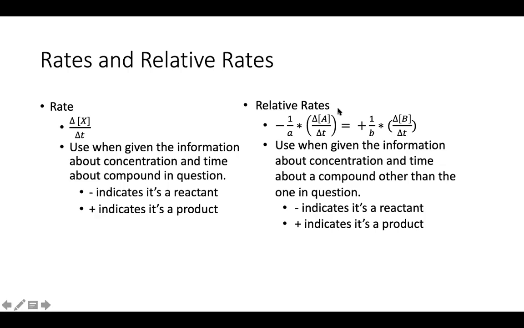Okay, we also have relative rates. Now you're going to use relative rates anytime they give you information about one compound, but ask about the rate of a second compound, right? And really, you're just factoring in your coefficients here. I'm not going to dwell too much on this. I would definitely be familiar with this and know this. However, these topics do tend to appear a little bit more frequently on the multiple choice questions.